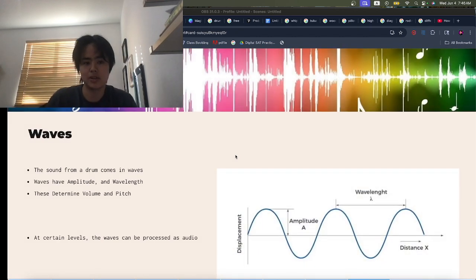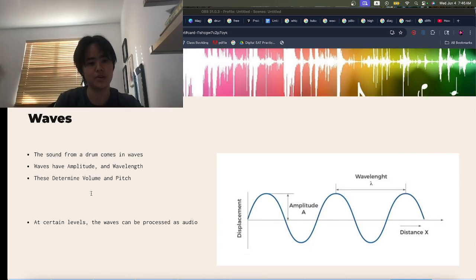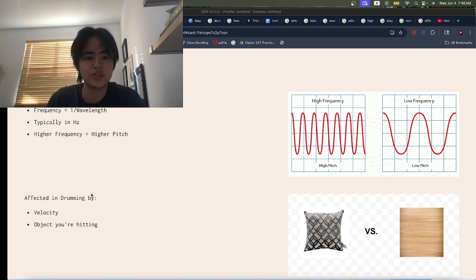Okay, last topic, let's talk about waves. The sound from a drum comes in waves. Waves have two properties I'm going to look at today: the amplitude, like the height of the sound wave, and then the wavelength, which is the distance between one crest of a wave and the next. These two factors determine the volume and pitch of your sound. And how we hear this audio is that the ear can process the waves within certain ranges, and we hear this audio. Okay, frequency and pitch.